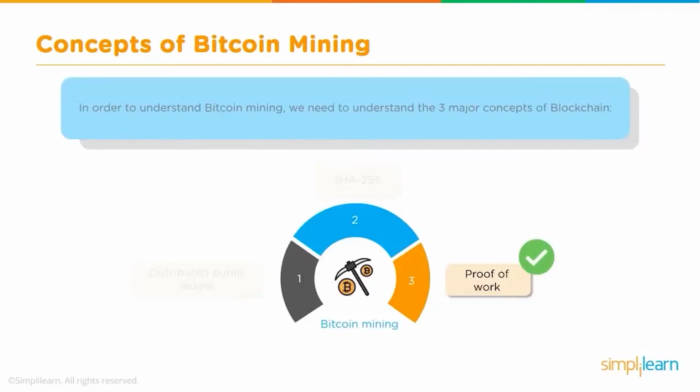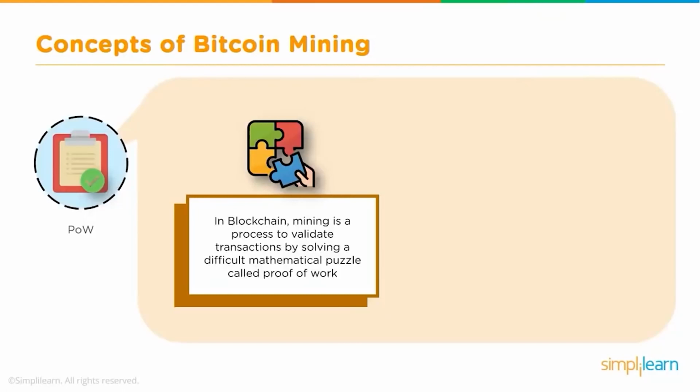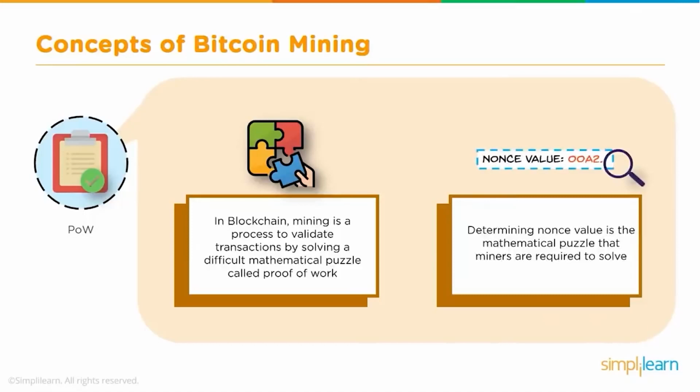And third is the proof of work. In blockchain, mining is a process to validate transactions by solving a difficult mathematical puzzle called proof of work. Now, in order to do that, the primary objective of the miner is to determine the nonce value, and that nonce value is that mathematical puzzle that miners are required to solve in order to generate a hash which is less than the target defined by the network for a particular block.